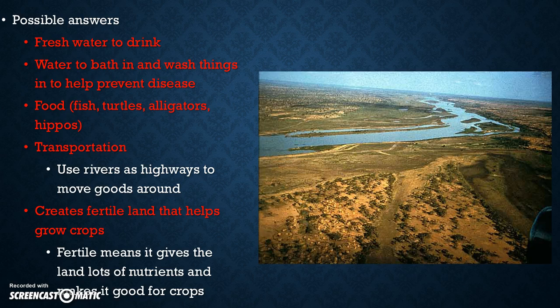Also, land animals come to the water to drink. So living near the water, you have a lot more of a chance to find various types of animals to hunt. There's also transportation. They would use these rivers as highways to move around and to move trade goods around. And lastly, rivers usually create fertile land that helps crops grow. Fertile means it gives the land lots of nutrients where crops are able to grow in.